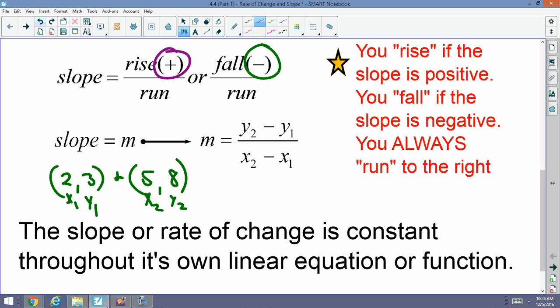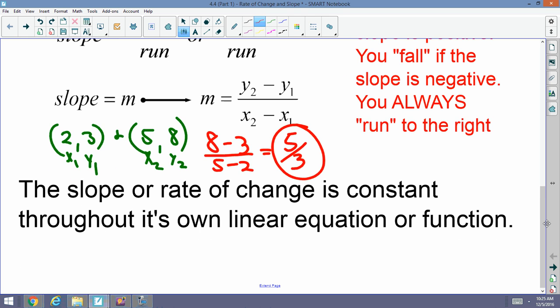You have to choose who you want to label, how you want to label it, and then you've got to be consistent. So this is y2 minus y1 over x2 minus x1. So I've got 5/3 as my slope. Okay? That's where we're going with this. But this should all be familiar.